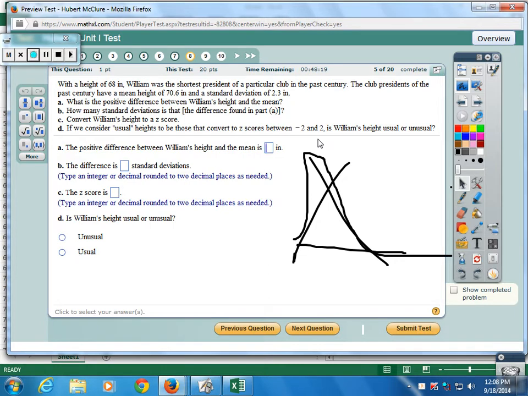Didn't we just do one like this? Yeah. The club, okay, I'll take it off and put a harder question on it. The club presidents of the past century have a mean of 70.6 and a standard deviation of 2.3. Just find z-scores. So that'd be 68 minus 70.6 over 2.3.